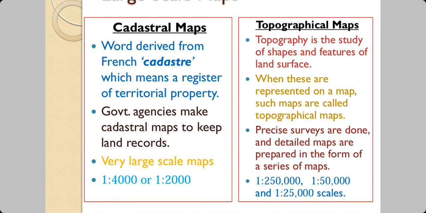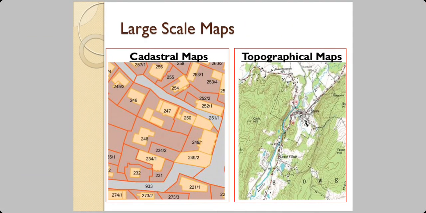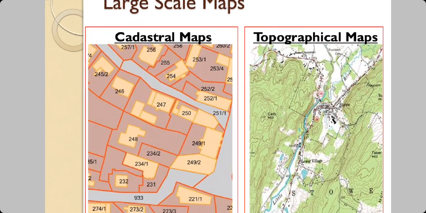The ratio is still large. It appears that 1 to 50,000, that is 2,50,000, appears to be a big number or a small ratio. But no, it's not like that. It's still a big ratio when you compare it to the map of the country, which is 1 to 30 million. Now, these are the usual ratios: 1 to 2,50,000, 1 to 50,000, and 1 to 25,000 when it comes to topographical maps. Now, here are examples.